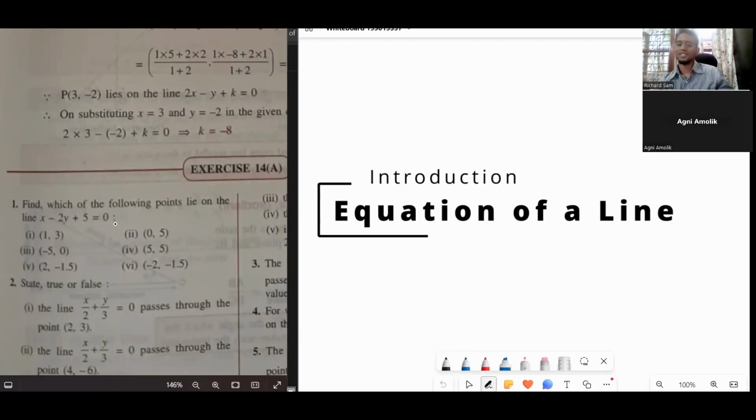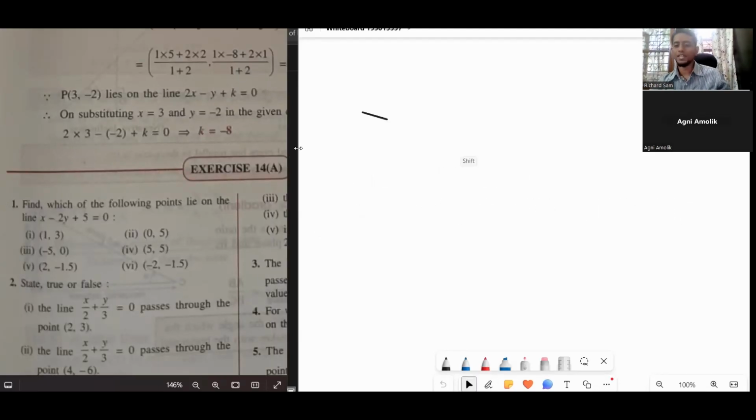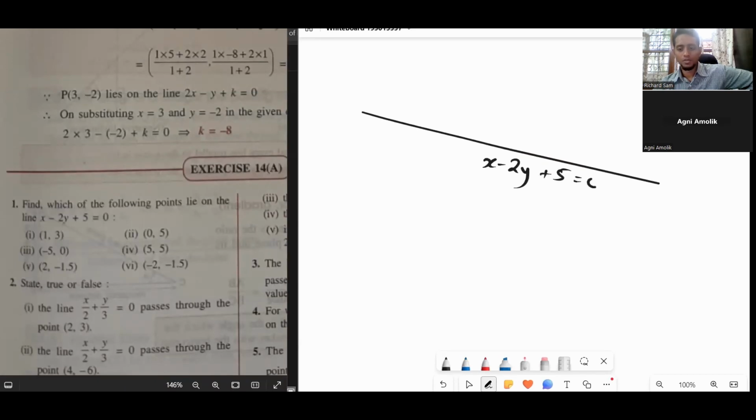Now what this chapter, equation of a line, tells is that every line, any line that's drawn, has an equation. Say the equation is x minus 2y plus 5 is equal to 0. This is an equation. In this equation, what all do you see? You see an x term, you see a y term, and you see a number term.